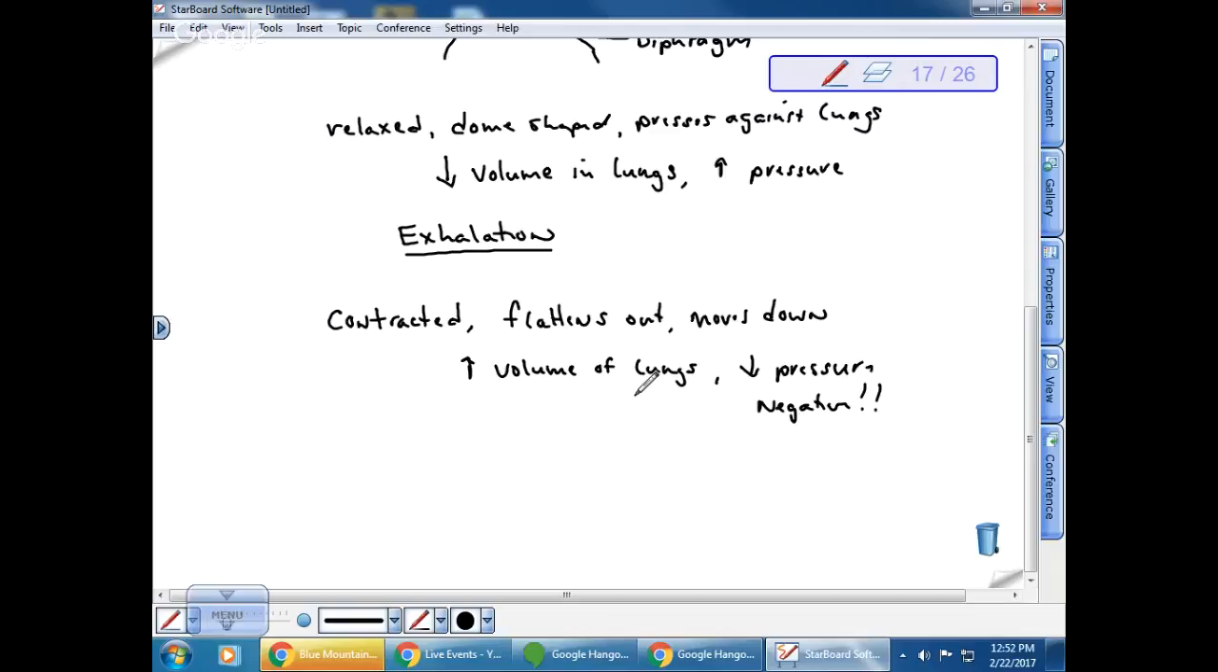Negative pressure breathing. Why do we have negative pressure breathing? Because when the diaphragm contracts, it makes the lungs expand, and then all of a sudden there's like a vacuum. And so air will just automatically flow in, right? So this is inhalation.